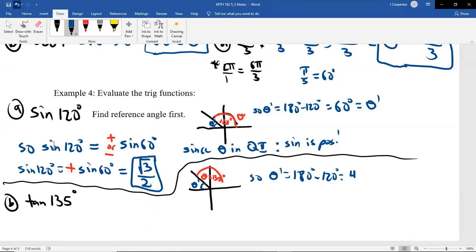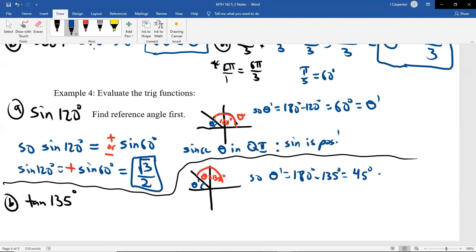Why did I write 20? 135. Where did the 20 come from? 135 degrees, and that's 45 degrees. I think I was looking right here when I said it.